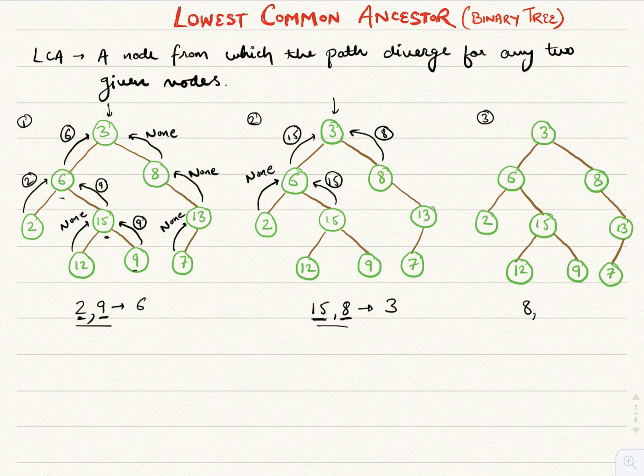Let's look at the last example. Here we'll find the LCA for 8 and 7. So we'll follow the same approach. We'll start from the root node 3. We'll see whether it's equal to 8 or 7, and we'll do it recursively for the left side of the 3. So here we can see that 8 and 7 are not in the left subtree. So the leaf nodes will return none and will propagate this none value to the root node.